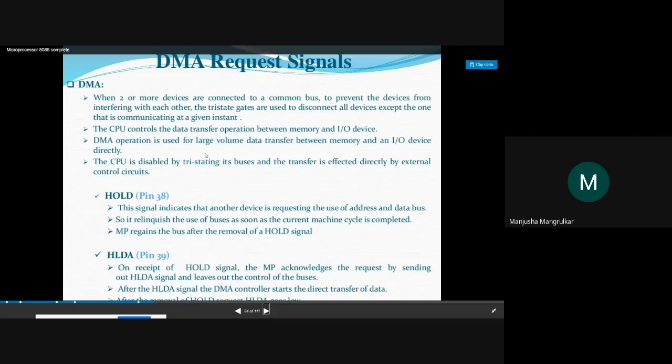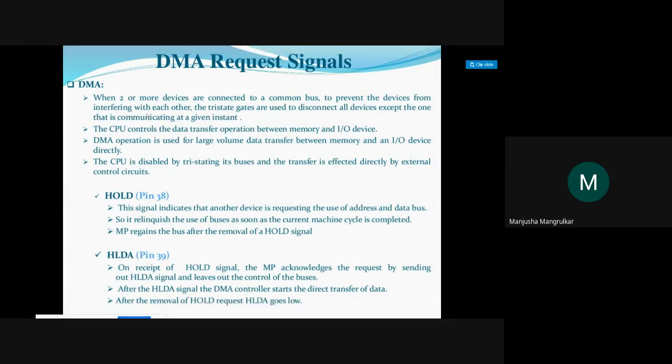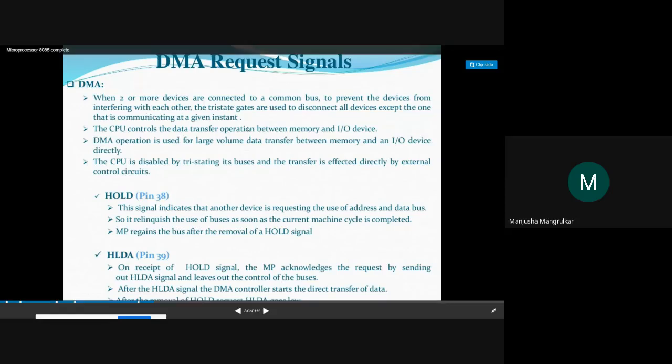Now the DMA request signals. DMA means what? It is direct memory access. When two or more devices are connected to a common bus, to prevent the devices from interfering with each other, tri-state gates are used to disconnect all the devices except the one that is communicating at that given instant, right? The CPU controls the data bus operation between the memory and IO.